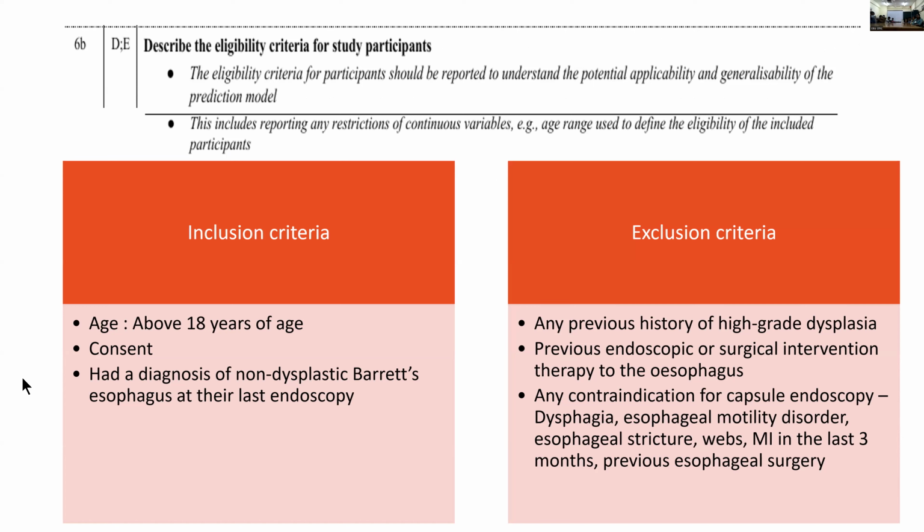Generally, the contraindications for a capsule endoscopy include patients who have dysphagia, esophageal motility disorders, if they have esophageal strictures, webs, or an MI in the last 3 months, or any previous esophageal surgery. There was not an extensive list of exclusion criteria, and all these exclusion criteria are logical and acceptable reasons to not do a capsule endoscopy in a patient.